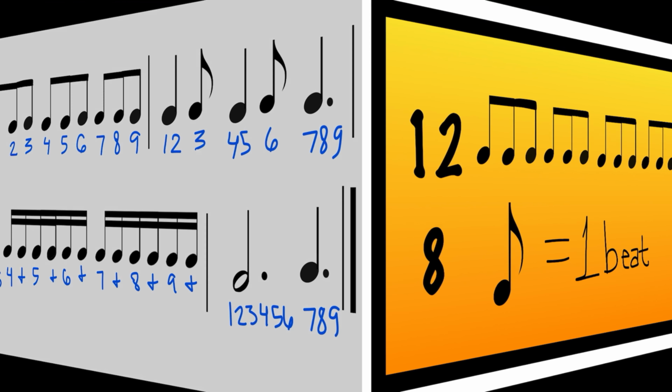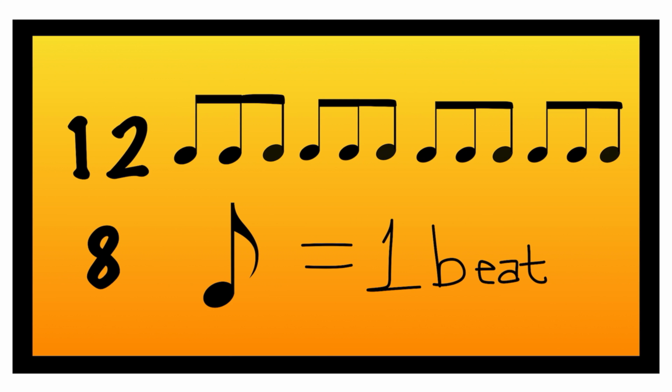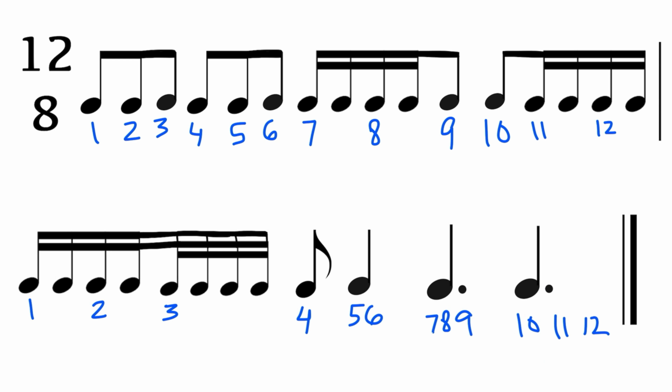Again, remember that the rules are going to be the same. The top number's telling you how many beats you have per measure. In this case, 12 beats or 12 eighth notes, mostly grouped in 3s. And then the 8 on the bottom tells you that the 8th note gets 1 beat. And here's our first example.